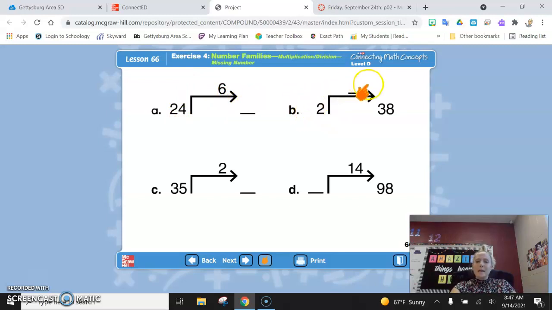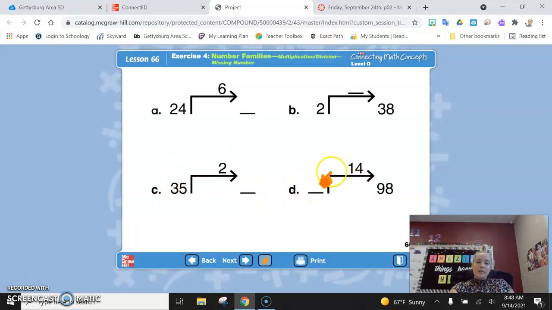Look at B. We're missing a small number now. So think about what we would do. What would be the fact for B? Yeah, you should be taking the big number, and since we're looking for a smaller one, it needs to get smaller. So 38 divided by 2 would give us our missing number. How about C? We're missing a big number. What would be the fact? Definitely be multiplication because we're getting bigger. 35 times 2 would give us our missing number.